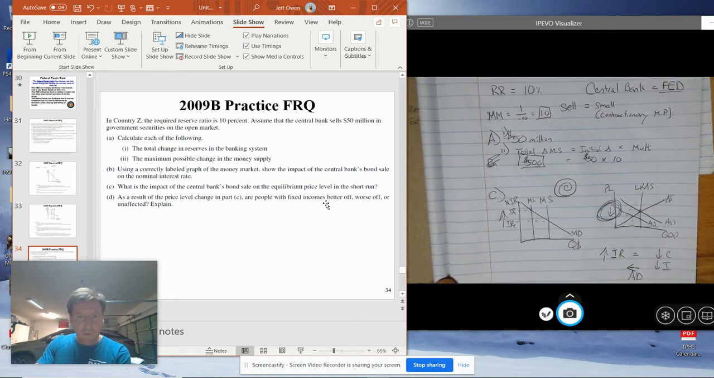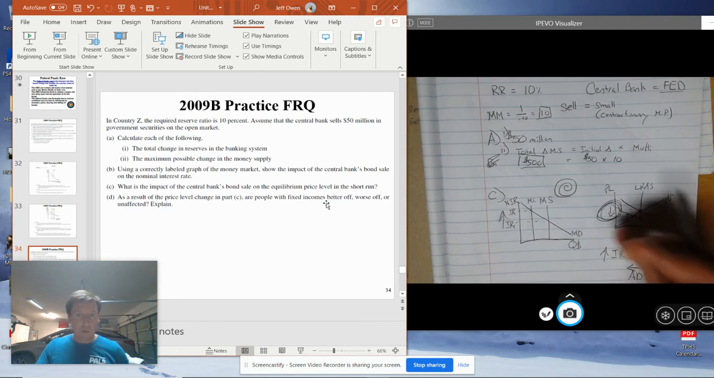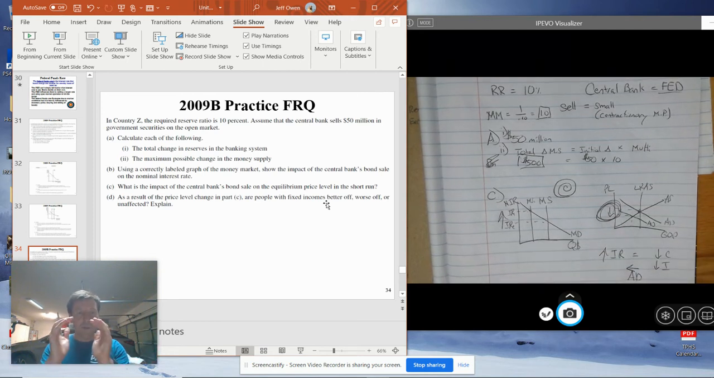If you're living on a fixed income and there's deflation, well, you're better off because now the money you have in your pocket is going to be worth more. It'll have higher purchasing power. So I would say that people with fixed incomes are going to be better off because of the dropping price level. The purchasing power of the currency owned by people with fixed income is going to increase.